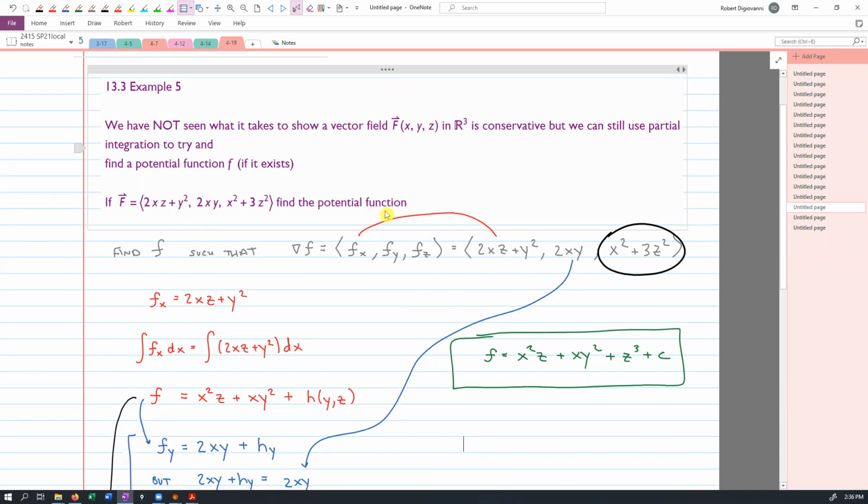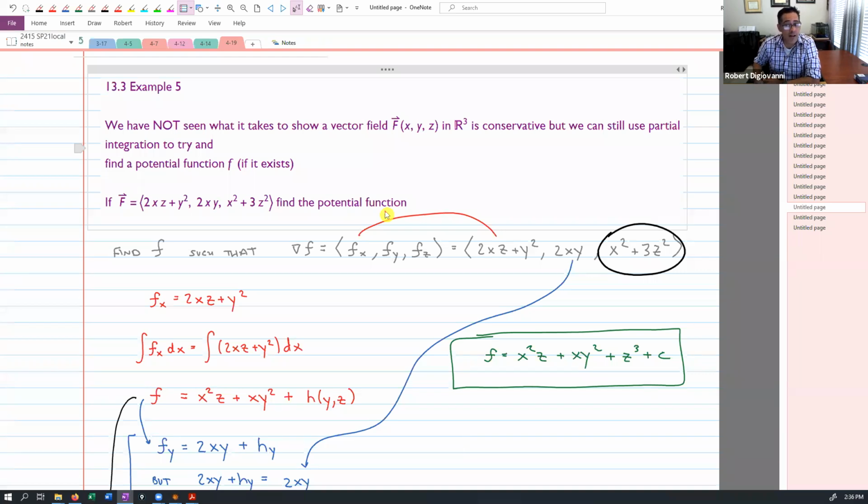No, because that would mean every vector field is conservative. And if every vector field was conservative, then we wouldn't even call them conservative because there would be no distinction between any other thing. So not every vector field would be conservative. I'm curious to know what would happen if you had a non-conservative vector field and you tried to find its potential function.